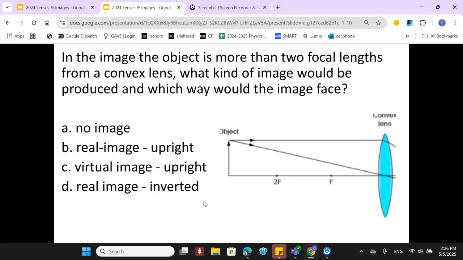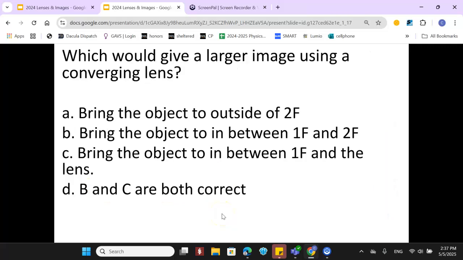So you should have gone ahead and answered this question. So now let's talk about the answer. In the image, the object is more than 2 focal lengths away. What kind of image would be produced and where would it be? Well, we know that as long as it's past a focal length, it's going to produce a real image on the opposite side that gets projected. If it's real, it's going to be inverted. Okay, so it's got to be D, which would give a larger image. So where would you have a larger image?